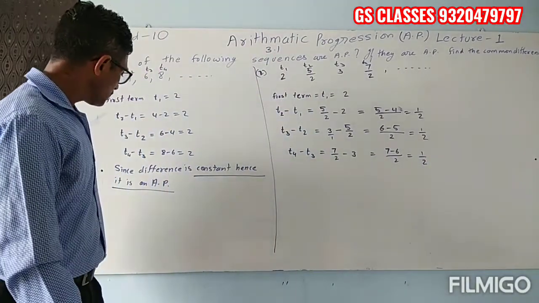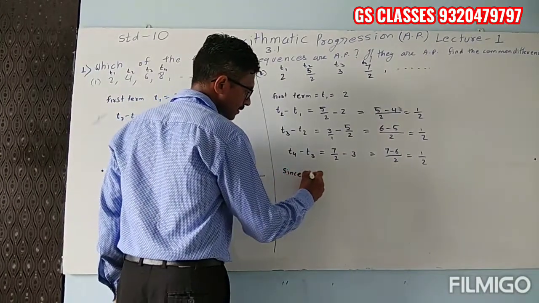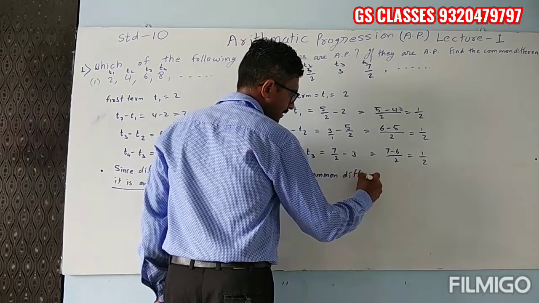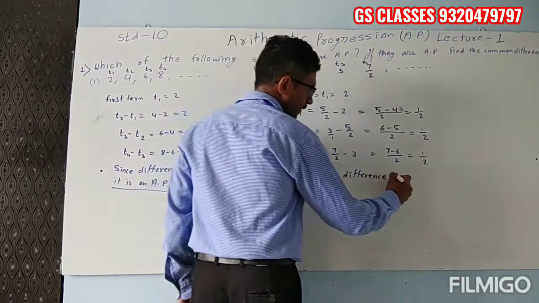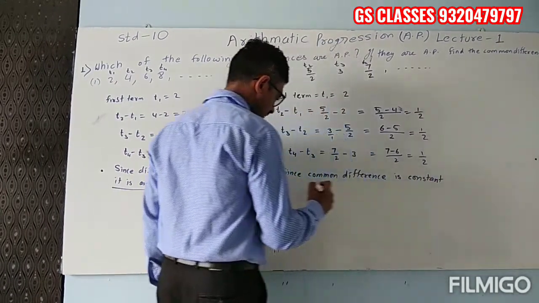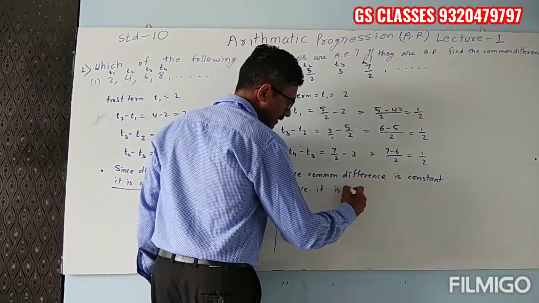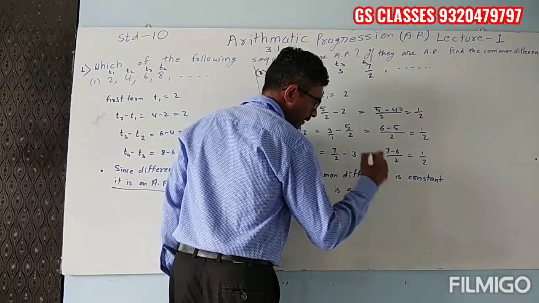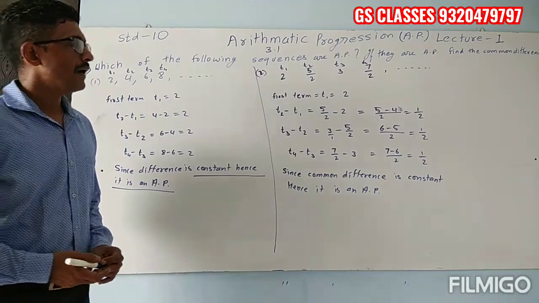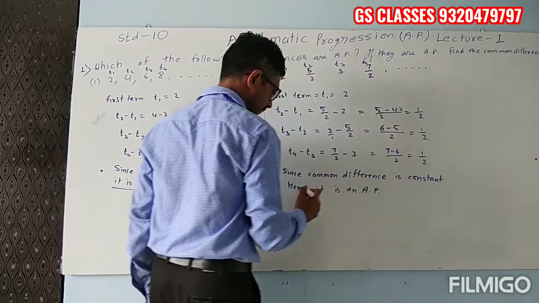Now children, we will write our conclusion. Since the common difference is constant, hence it is an arithmetic progression. Hence it is an AP. And they are asking to find the common difference.